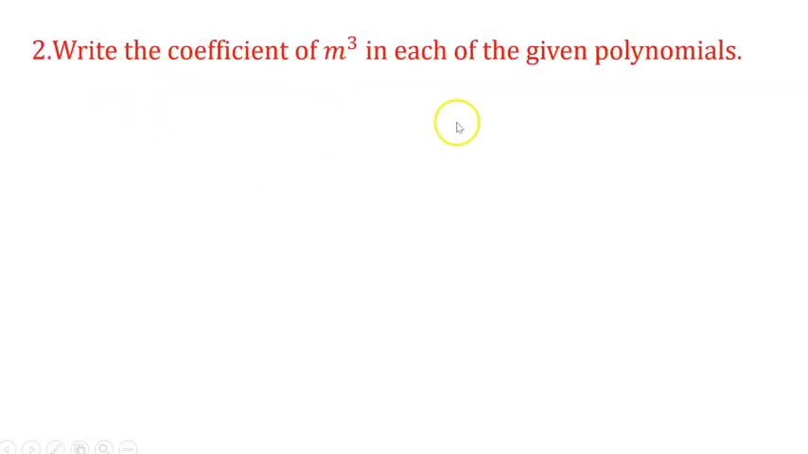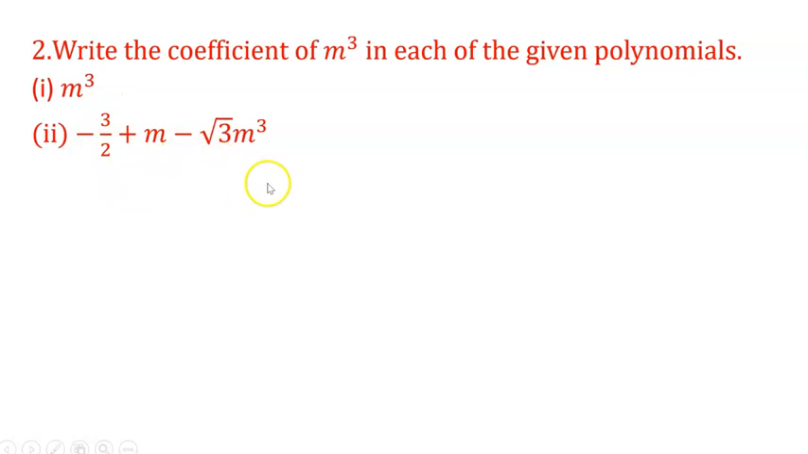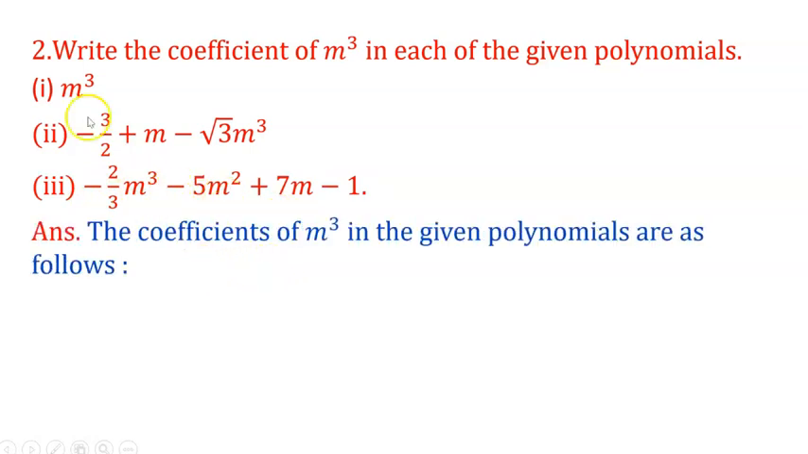Next, write the coefficient of m raised to 3 in each of the given polynomials. First, m raised to 3; second, minus 3 by 2 plus m minus root 3 m cube; third, minus 2 by 3 m cube minus 5m square plus 7m minus 1. In the first case, the coefficient of m cube is 1. In the second polynomial, the coefficient of m cube is minus root 3, and in the third, the coefficient of m cube is minus 2 by 3.